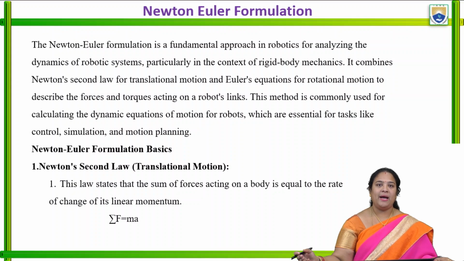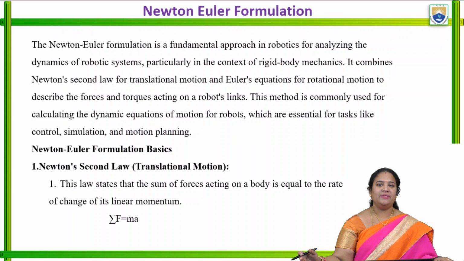Generally, this particular Newton-Euler formulation is the combination of Newton's second law of motion along with Euler's equation, in order to get the rotational motion with respect to the force and torque. With respect to force and torque, we get a rotational motion with the combination of Newton's second law of motion and Euler's formulation.